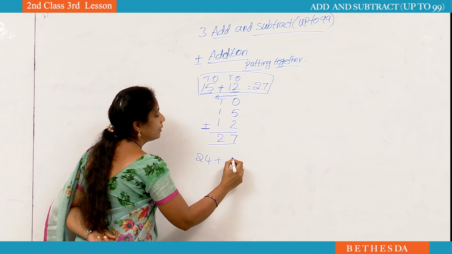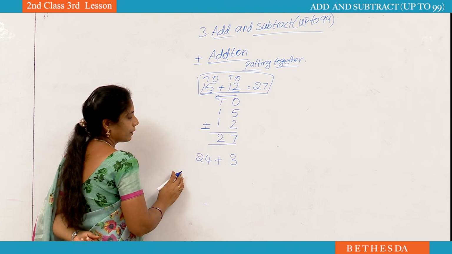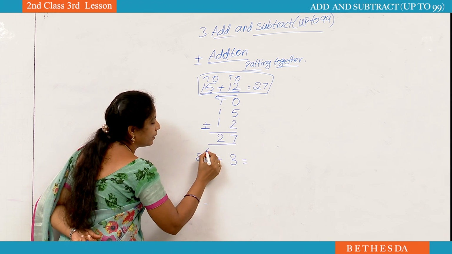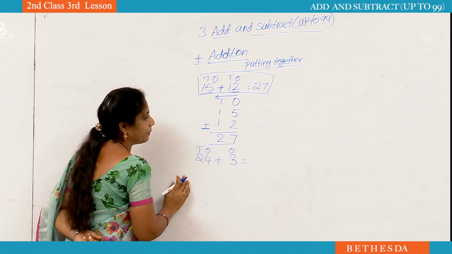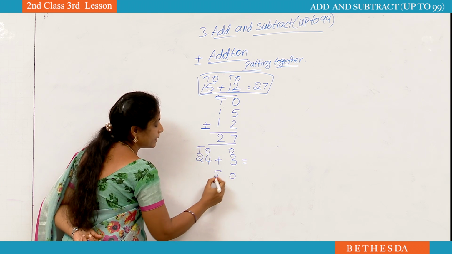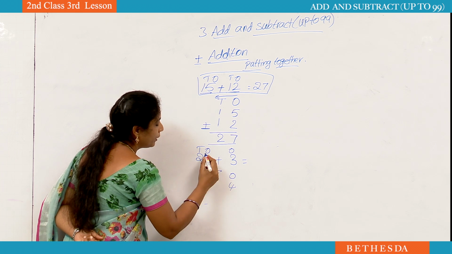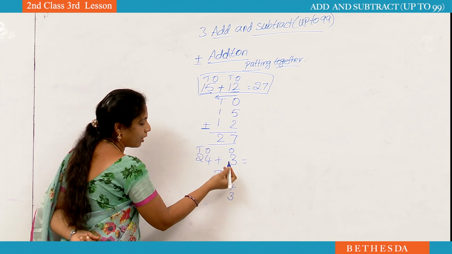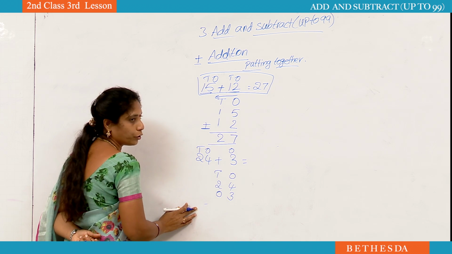24 plus 3. We have to arrange these numbers in column method. For that, what should we do? We have to write the place values: ones, tens. Ones place number is 4, tens place number is 2. Ones place number is 3, tens place number not there. That's why you can keep 0 here.